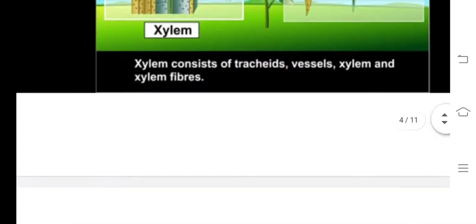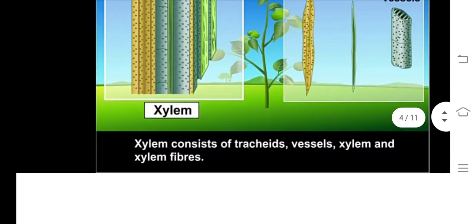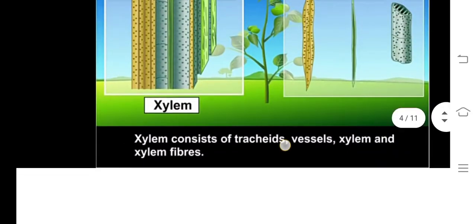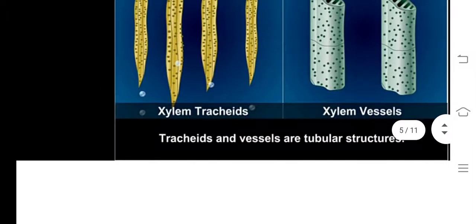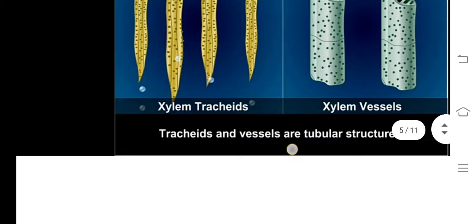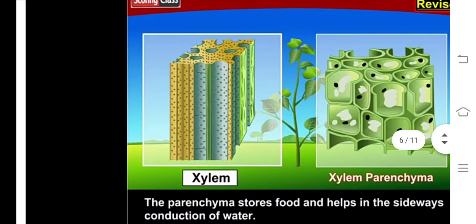Xylem, observe carefully: vessels, tracheids, fibers, and xylem parenchyma. Among the four different types of cells, only xylem parenchyma is very important. Xylem parenchyma also helps in the conduction of water. It is the only living cell in the xylem.